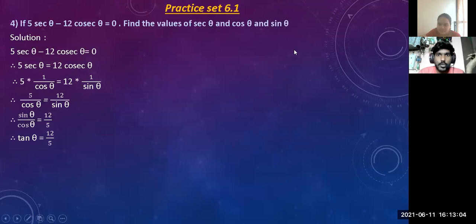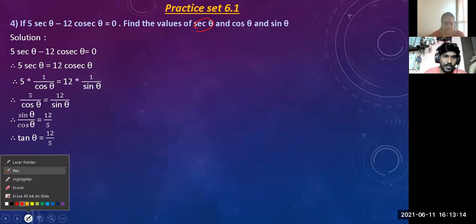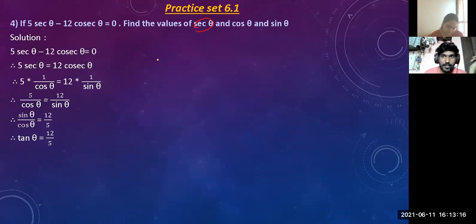So we got up to tan theta. Tan theta is 12 upon 5. We have to find sec theta. Now, have you written the formulas on a paper? No? Okay, open the book wherever you have written that formula and tell me which identity to use.